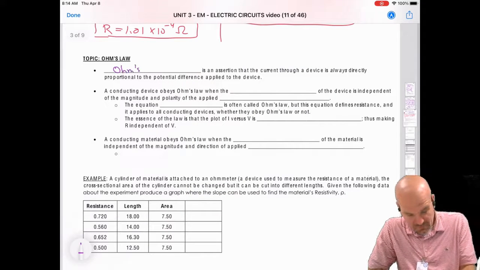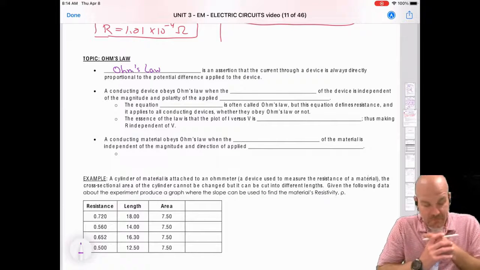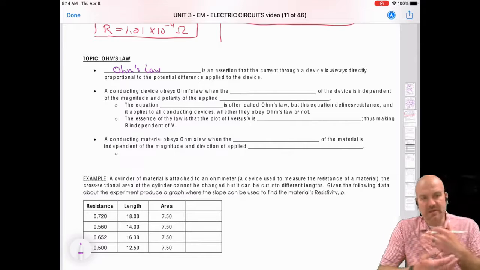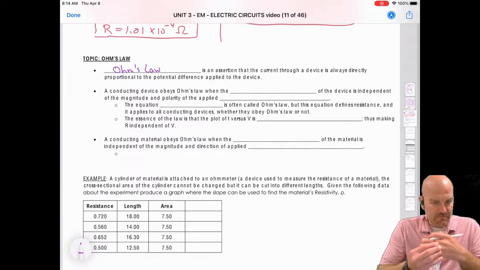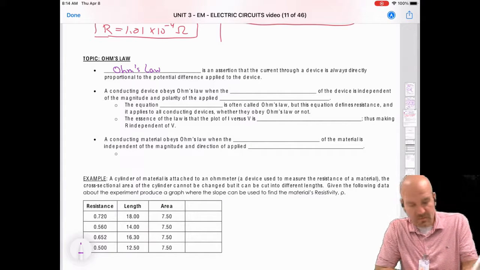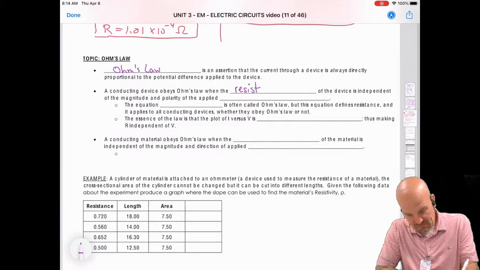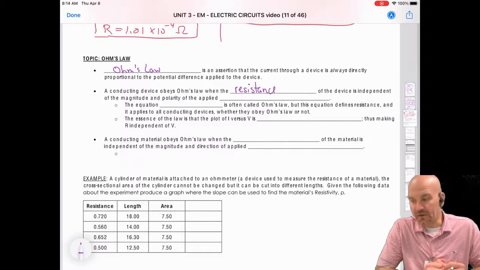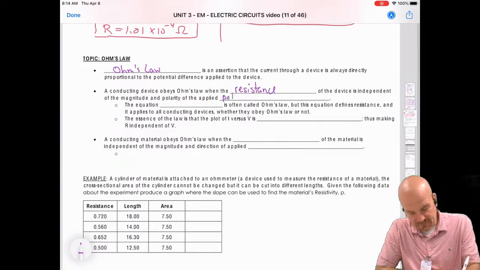So Ohm's law is an assertion that the current through a device is always directly proportional to the potential difference applied to that device. So Ohm's law is actually a relationship, okay? A conducting device obeys Ohm's law when the resistance of the device is independent of the magnitude and polarity of the applied potential difference, or voltage, right?